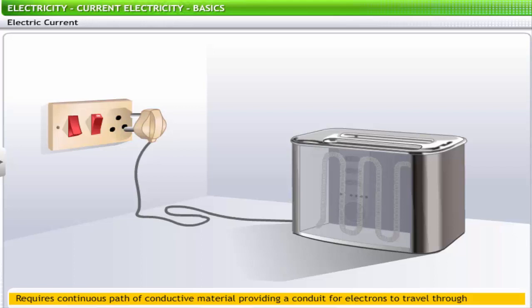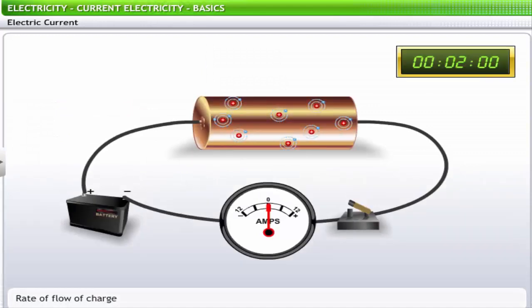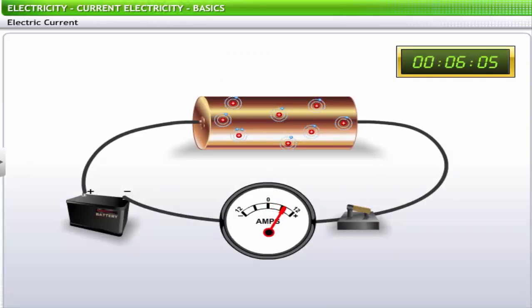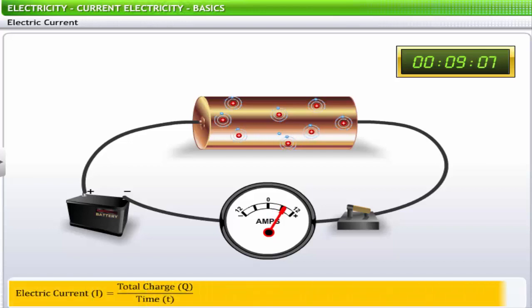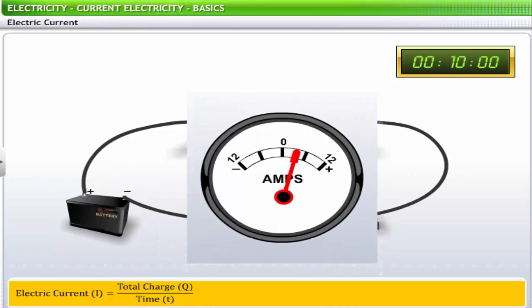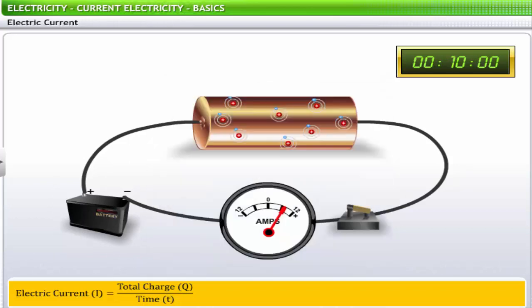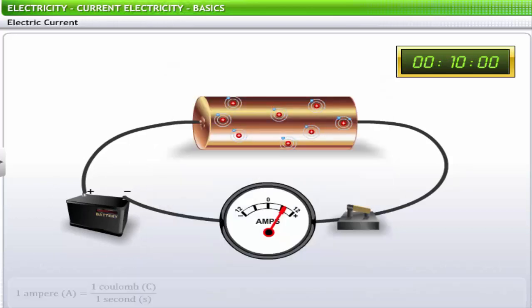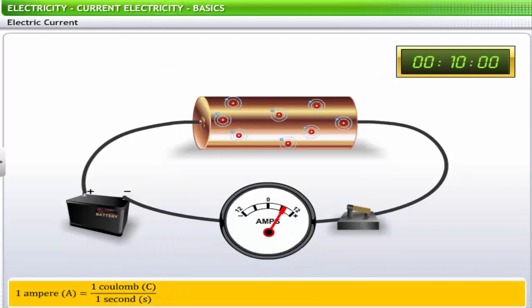You can measure electric current as the rate of flow of charge, or the amount of charge flowing through a point per unit time. Electric current is measured using an ammeter. The standard metric unit for current is ampere. Ampere is often shortened to amp and is denoted by the unit symbol A. 1 ampere is equal to 1 coulomb of electric current per second.